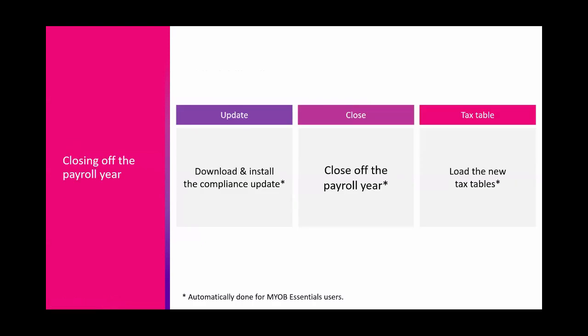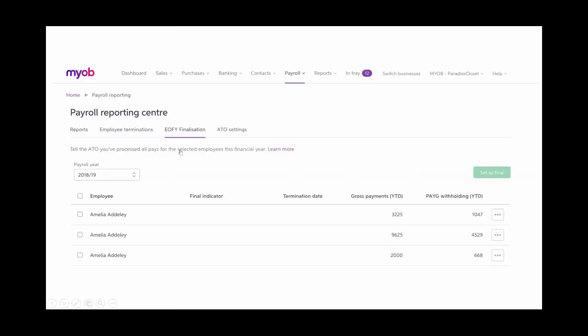So for closing off the payroll year, with AccountRight, you will download and install the compliance update, close off the payroll year, and load the new tax tables. That's all done automatically for Essentials. And I also grabbed this screenshot for you from Essentials to show that end of year finalisation. So that pulls lots of stuff through there.